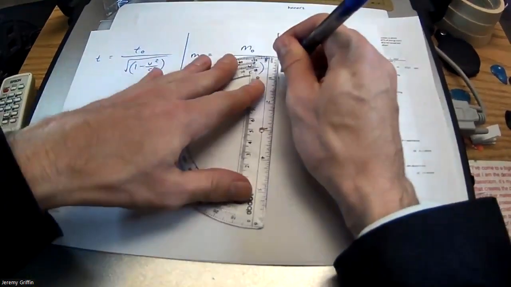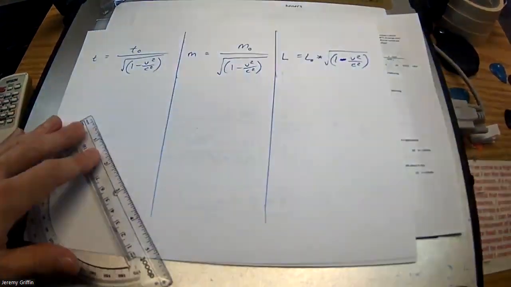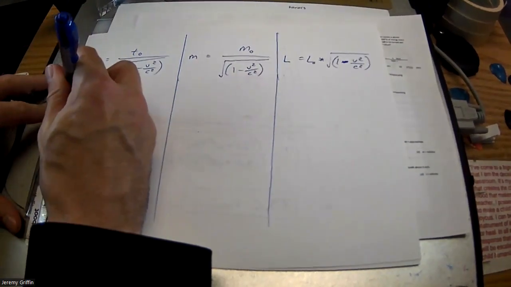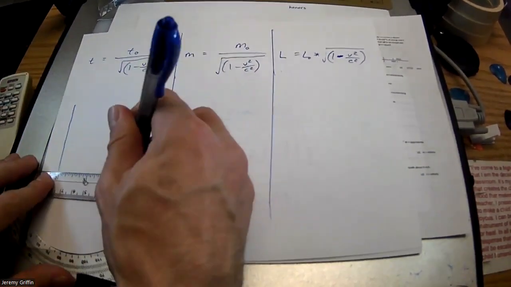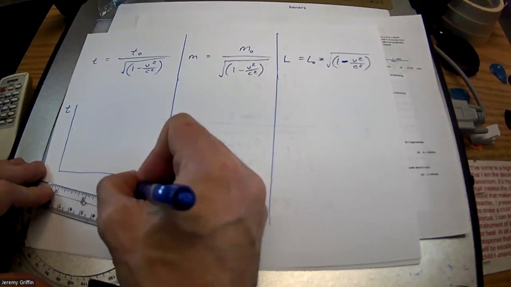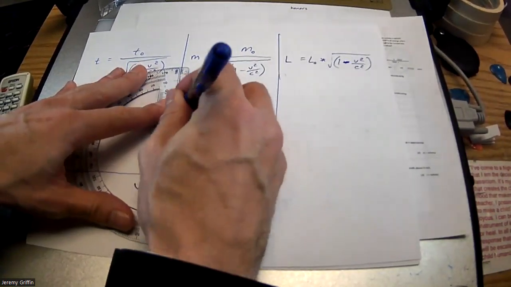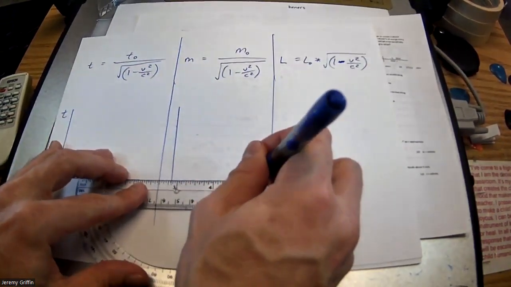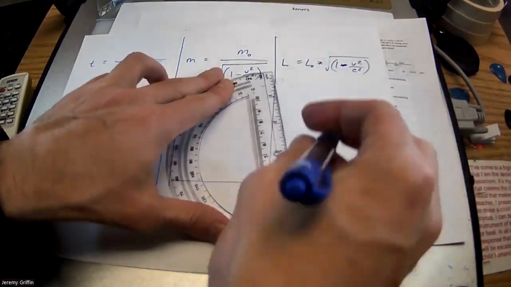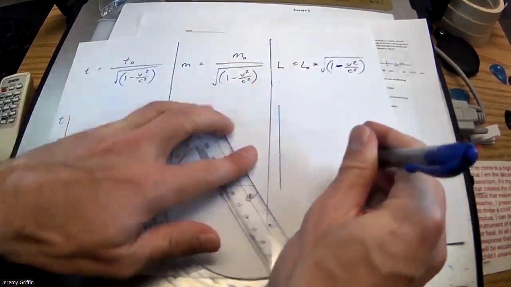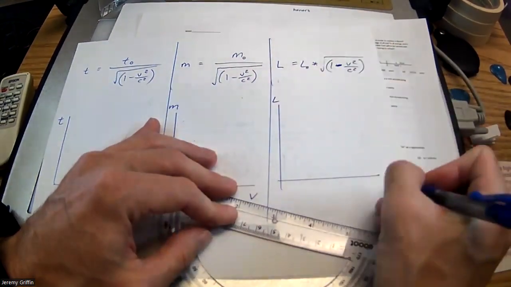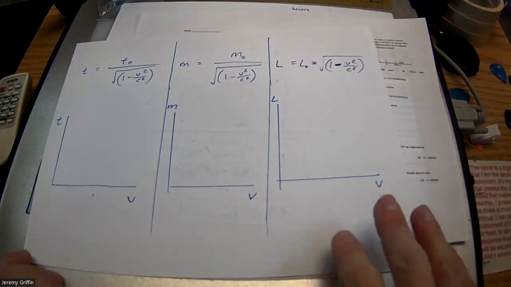So let's do graphs. Each is a function of speed. So let's do time as a function of speed. Let's do mass as a function of speed. And finally, length as a function of speed. I wonder what these graphs are going to look like.